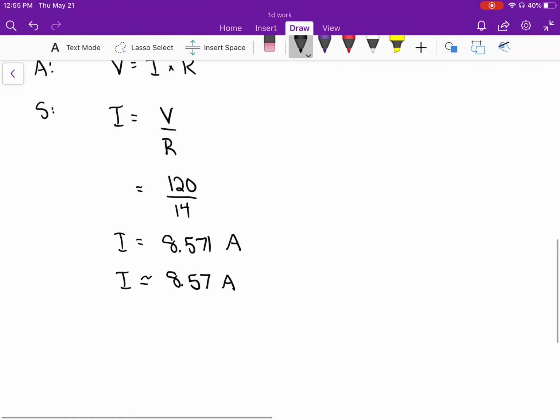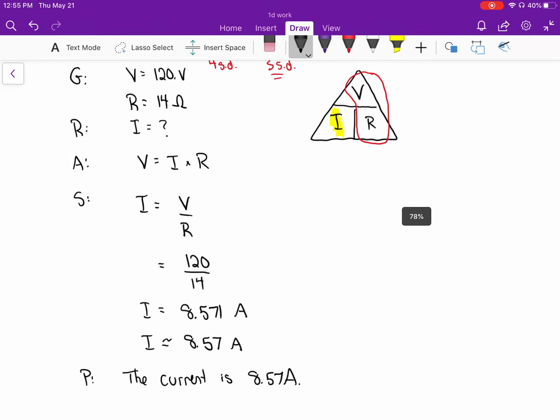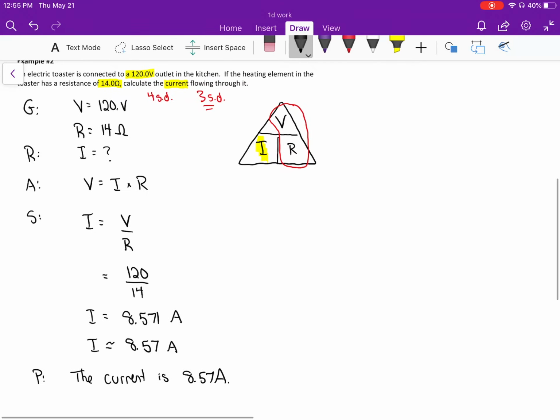And then our last step is just to put it in a sentence. The current is 8.57 amps. That's how you solve Ohm's law following the GRASP method and using the significant digit rules.